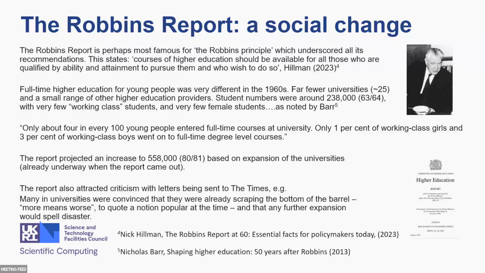It seems obvious to us today that this makes sense. People who are skilled enough to go, but it actually did get a lot of criticism with letters being sent into the Times. And universities were convinced more means worse, and that they're already scraping the bottom of the barrel, were phrases used to say that they don't want to sort of expand them. The reality is that they did expand, and by the time you get into the 70s, it's roughly doubled the number of students getting full-time education, which is great. And a lot of these people then want to do newfangled things like computing.